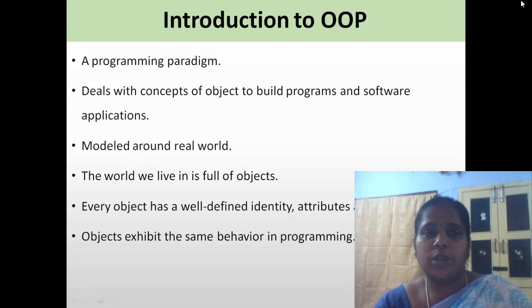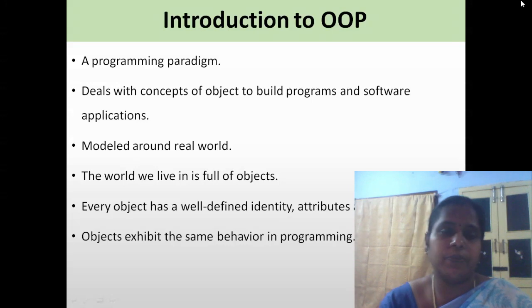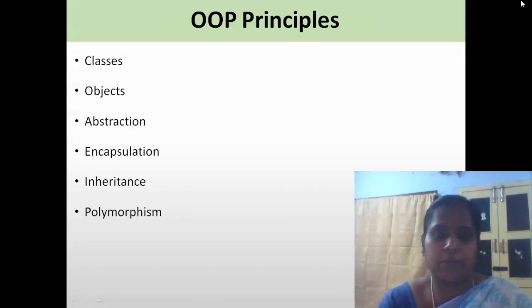Object oriented programming is first of all a programming paradigm. It deals with the concepts of object to build programs and software applications, so that they can be modeled around the real world. The world we live in is full of objects. Every object has a well-defined identity, attributes and behavior. An object exhibits the same behavior in programming. Some basic and most important principles of object-oriented programming are classes, objects, abstraction, encapsulation, inheritance and polymorphism.